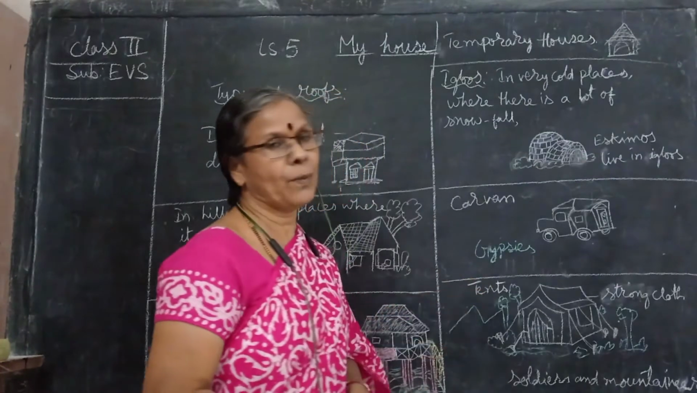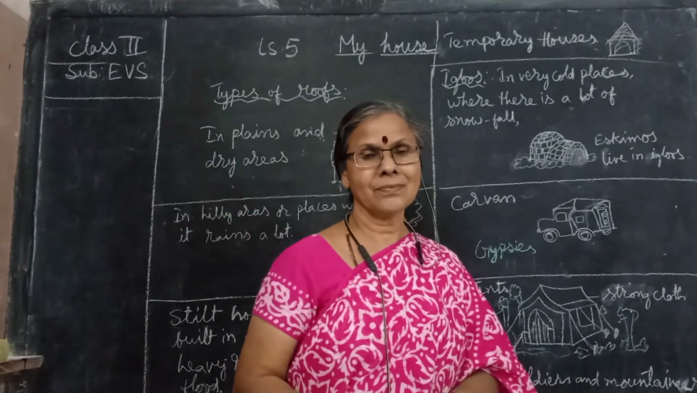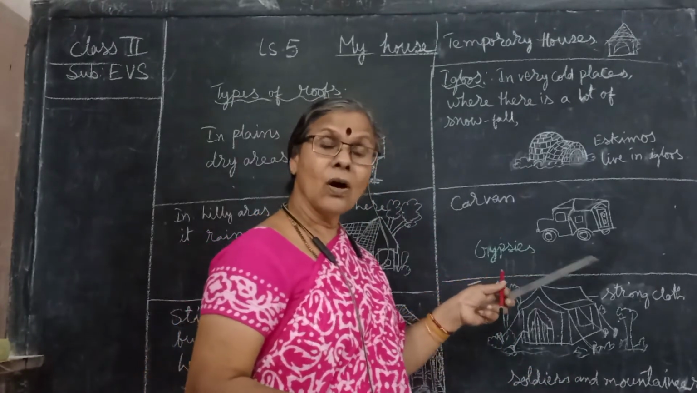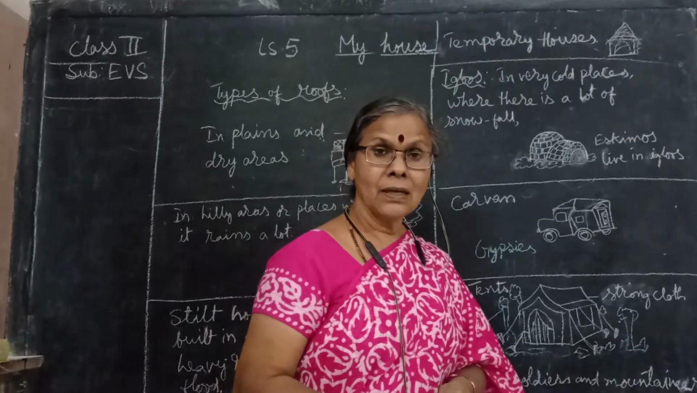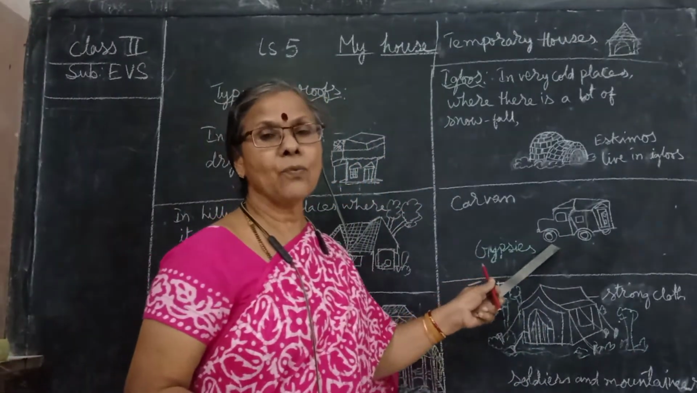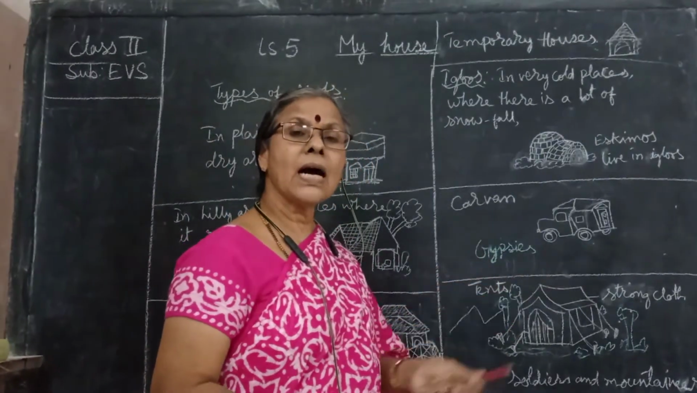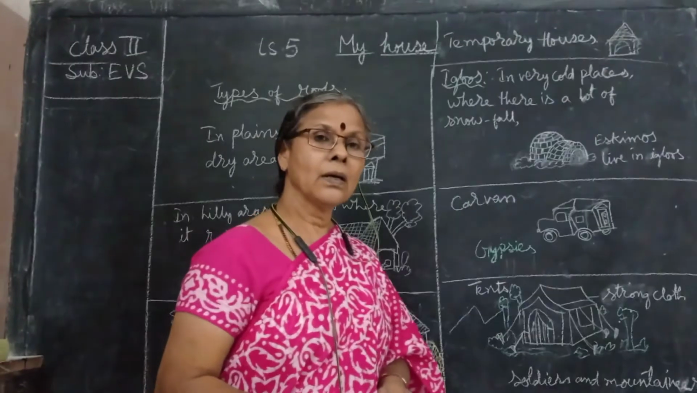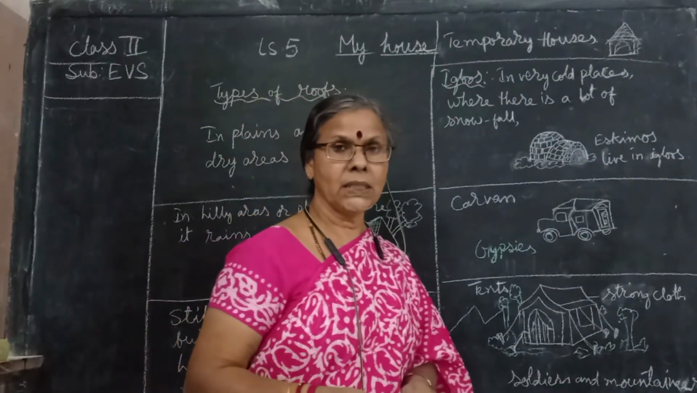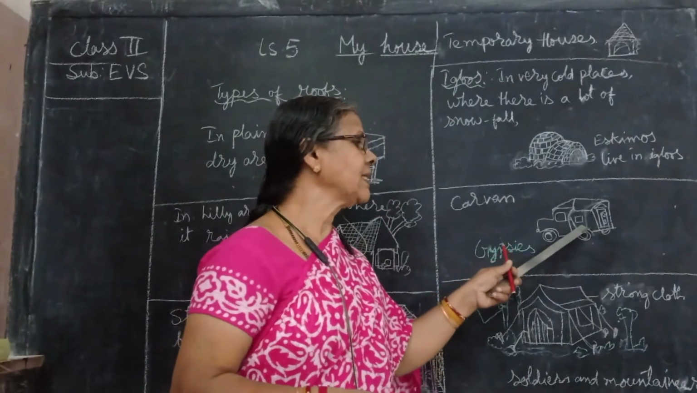Now one more type of house which is on wheels, means you'll be wondering how houses can be on wheels, because those types of houses are called caravans. Caravans means what? The houses are built on a van and all the material is inside.